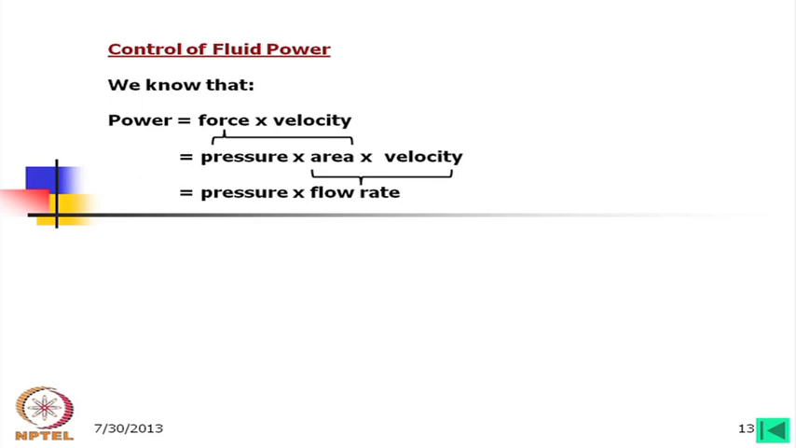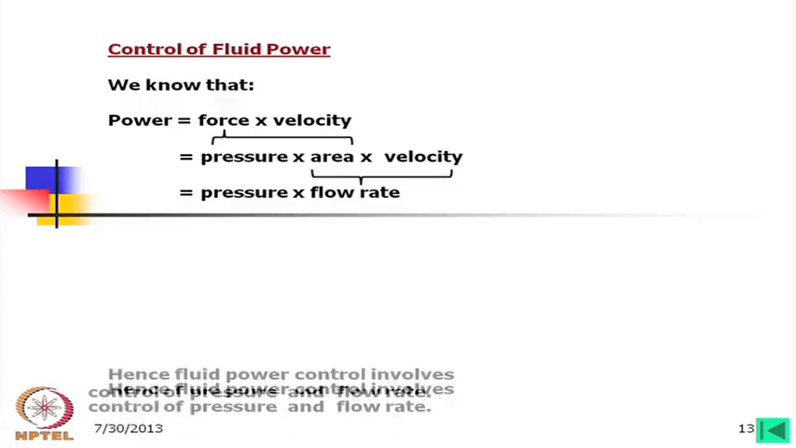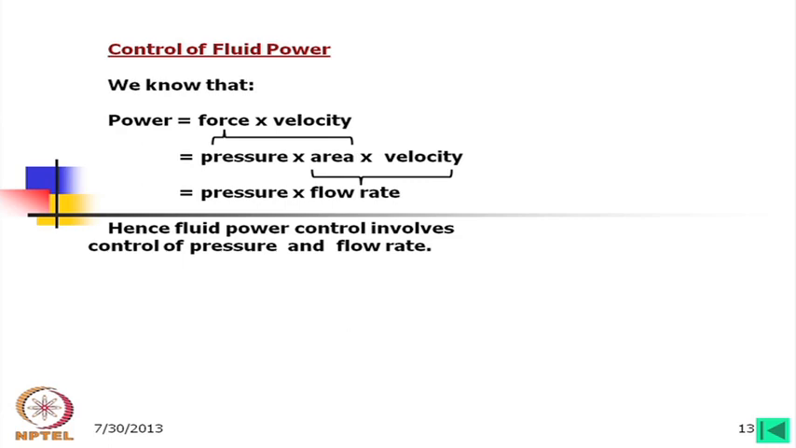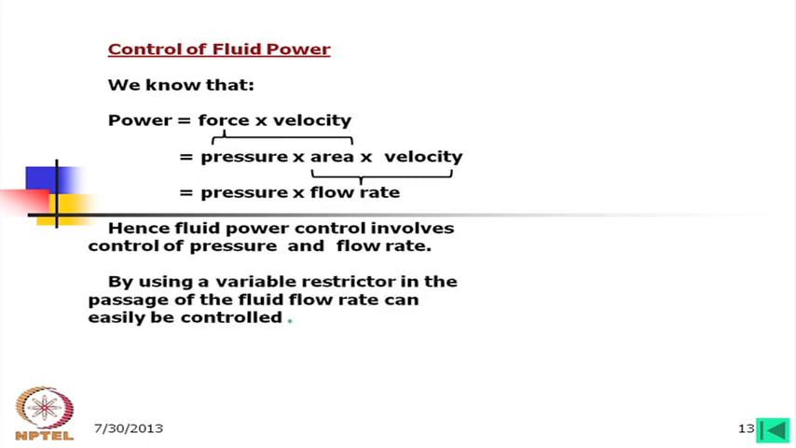But we should remember, the pump output is the flow rate, not the pressure. Pressure is experienced by the load we are transmitting or the motor torque to transmit the load. Hence, fluid power control involves control of pressure and flow rate. By using a variable restrictor in the passage of the fluid flow, rate can easily be controlled.